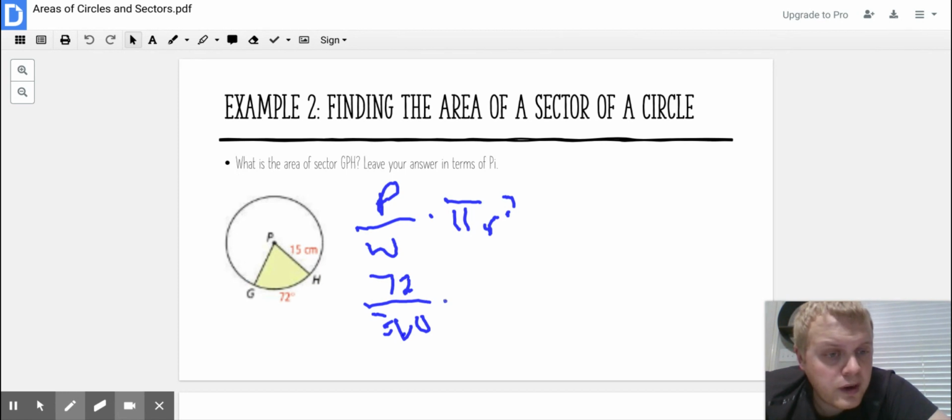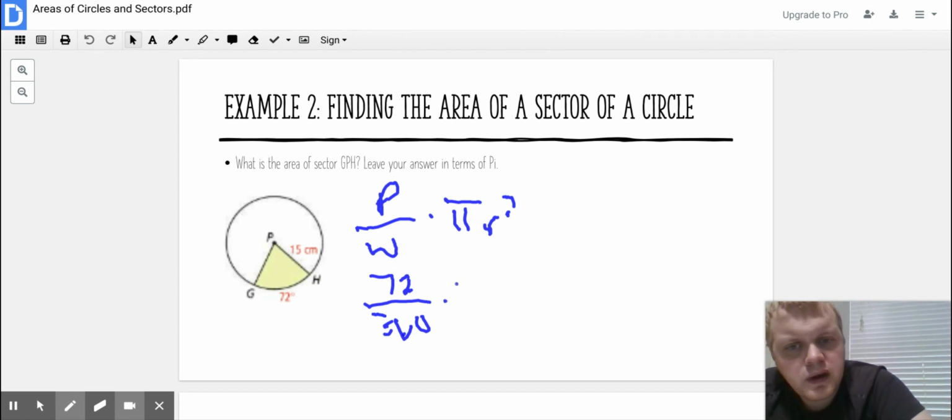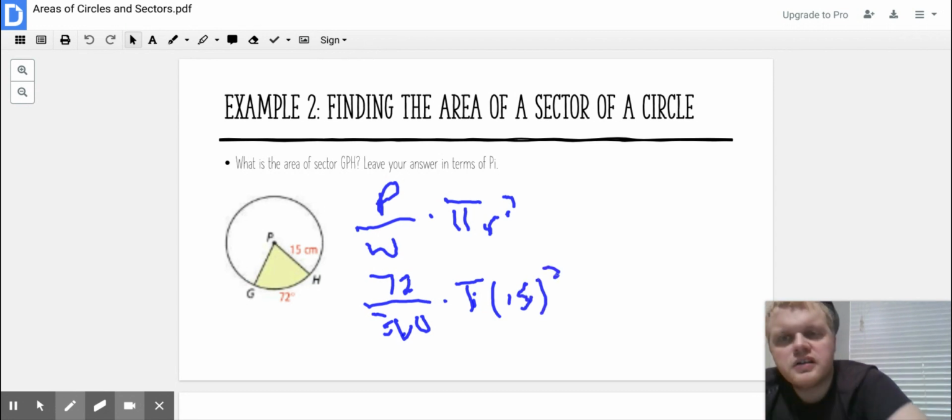Luckily, they do give us the radius there. The radius there is 15. So it's pi times 15 squared. So again, from here, all we're going to do is simplify. 15 squared is just going to be 225. And you can simplify that fraction if you want to. You don't have to. You can leave it as it is.